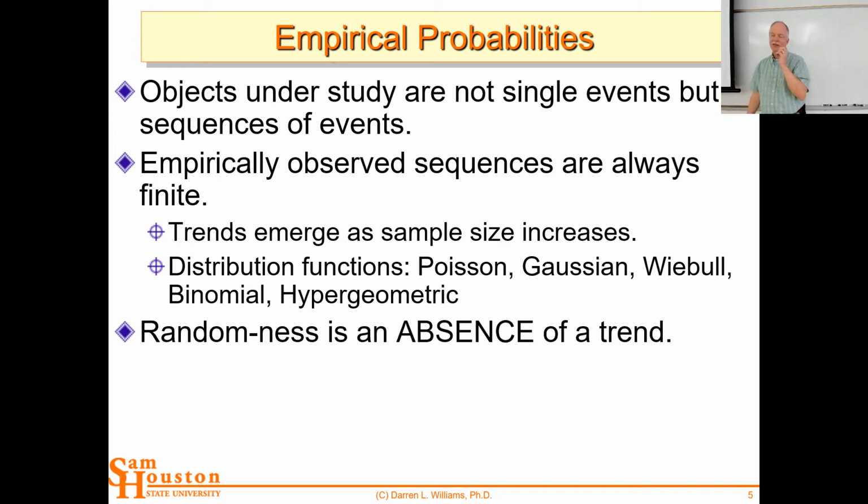And randomness, this is an important point. Randomness is the absence of a trend. So it's hard to prove that something's random. You have to prove that it's not random by observing a trend. So if you don't observe a trend, then you're saying the process is random, but you haven't tested for randomness. You've not observed a trend. It doesn't mean there's not a trend in there, you just didn't detect it.